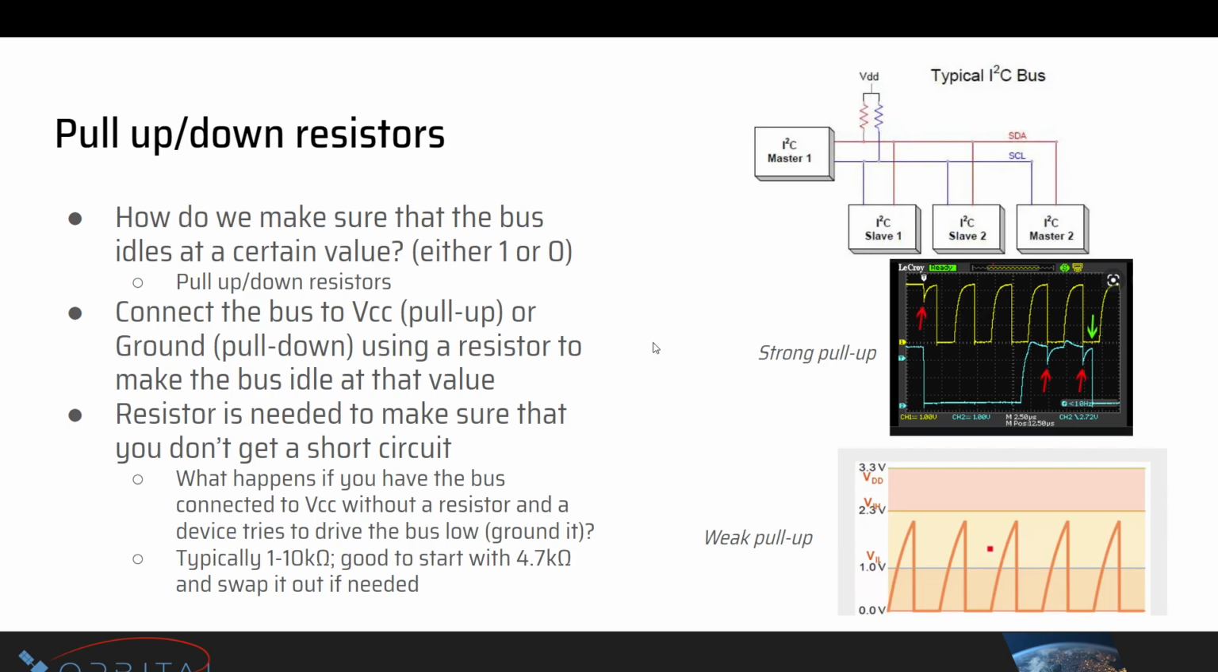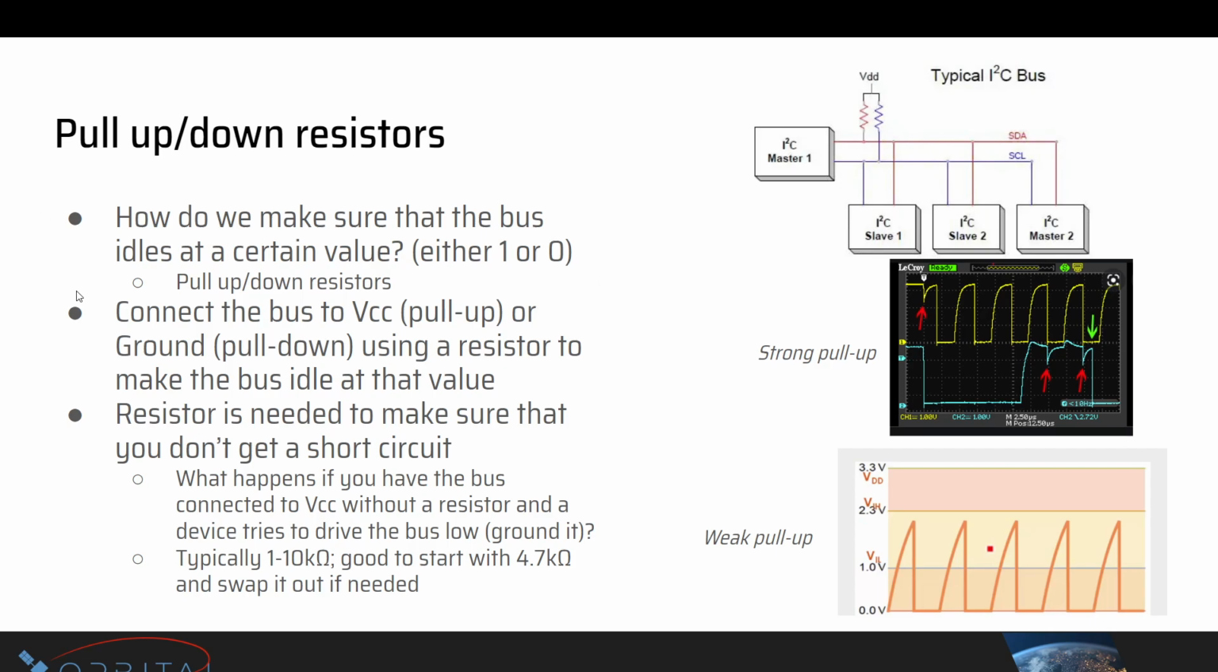Now, real quick, pull-up and pull-down resistors. How do we make sure that the bus idles at a certain value? When no device is actively trying to send data, the bus can't just be nothing. Voltage always has to be some kind of value, and this will be interpreted as either one or zero. The way you make it idle is with a pull-up or pull-down resistor.